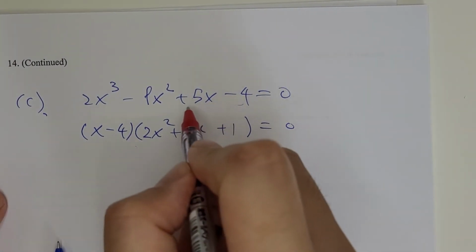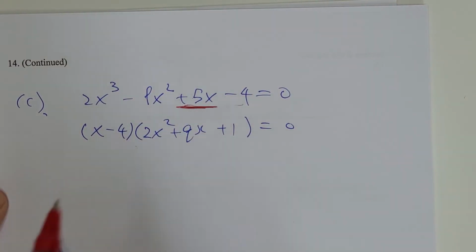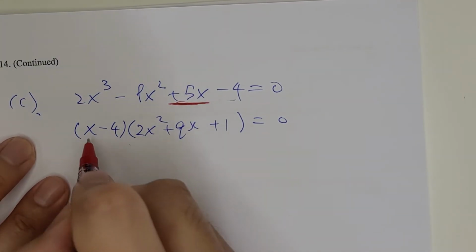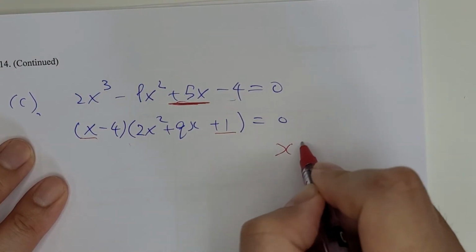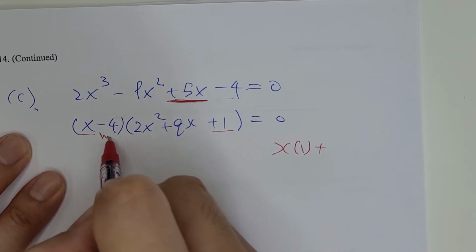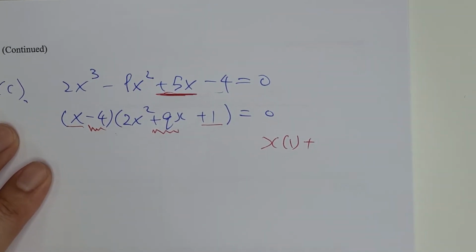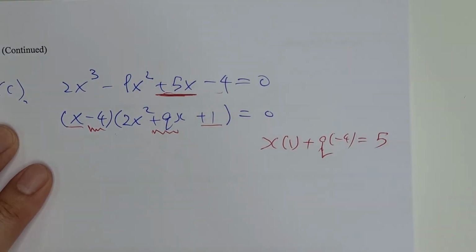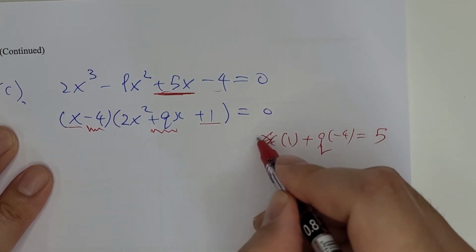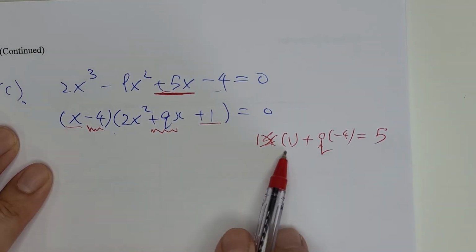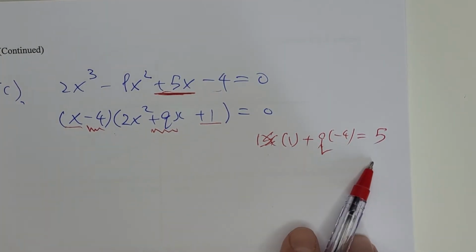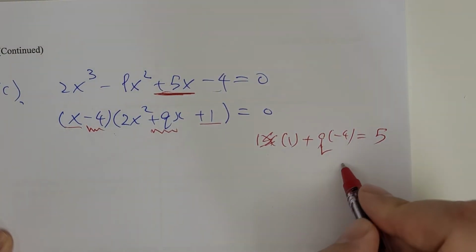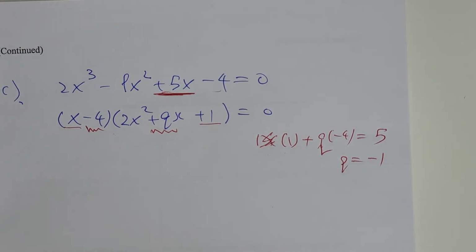Look at here, the coefficient of x. How do we get this? That is x times 1 plus negative 4 times q, that you get 5, right? 1 times 1 is 1x, okay? 1 times 1 plus q times negative 4, that is 5. And hence, you will know that q equals negative 1.